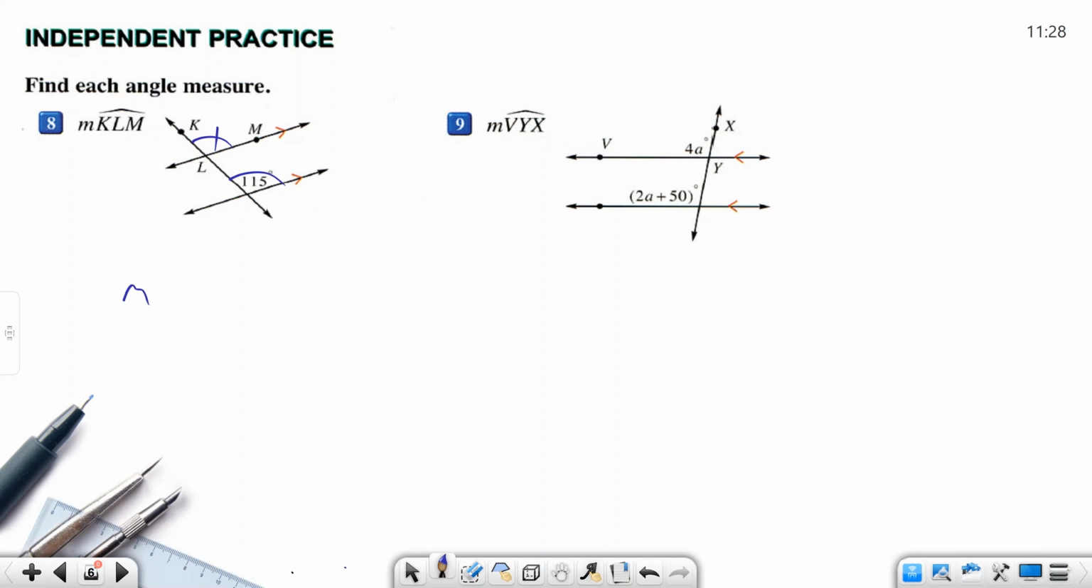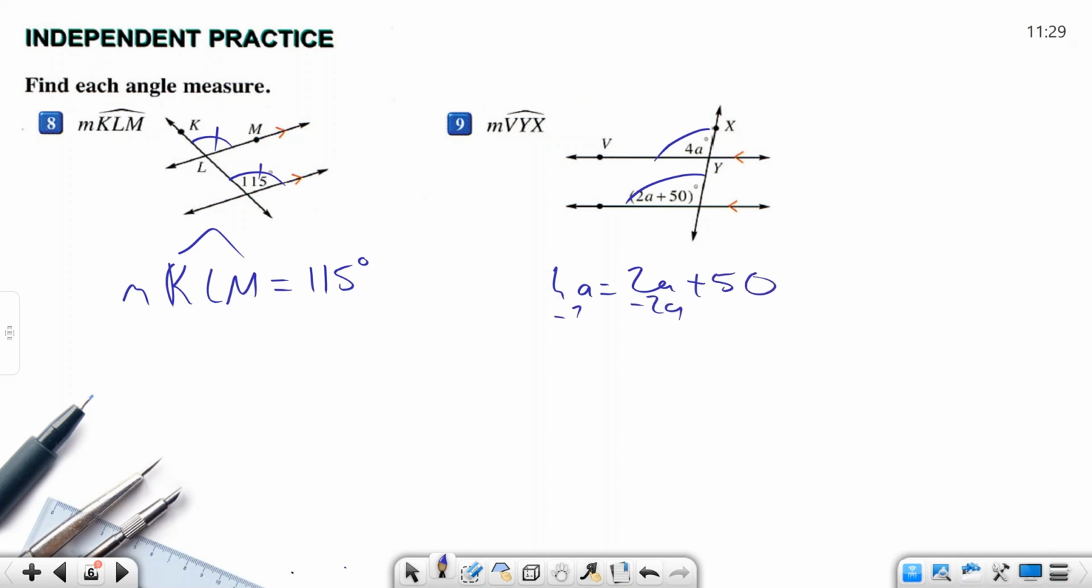Corresponding angle. Measure of KLM is equal to 115 because of the corresponding angles. Again, corresponding angles: 4A equals A plus 50. Let's subtract the A's here. So 2A equals 50. I simplify by 2, so A equals 25. But it's not asking about A.